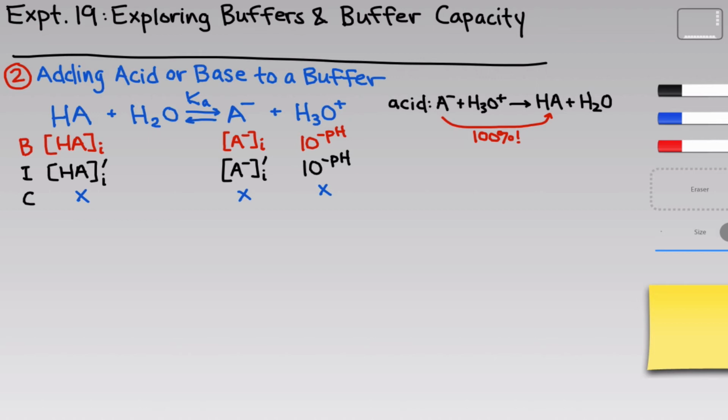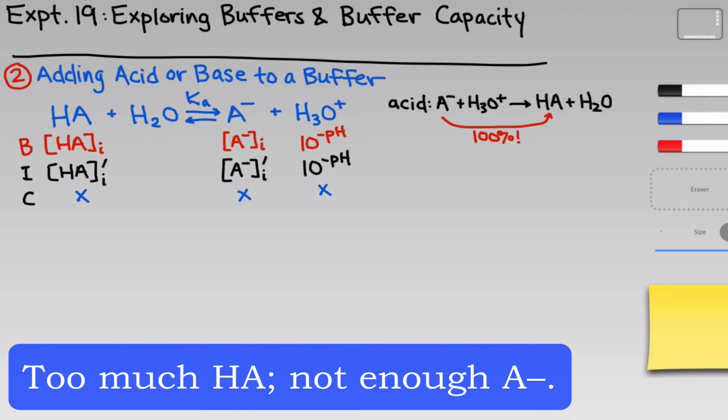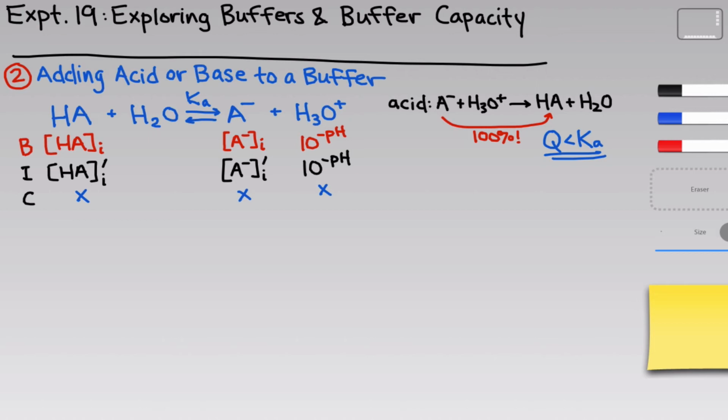The way I like to think about this is to again think about the values of HA prime and A minus prime after addition of the acid. What the acid does is it converts a product of this equilibrium into a reactant. So we've decreased a product concentration and increased a reactant concentration. This means that Q corresponding to that I line is less than the Ka value, which implies that the reaction will proceed in the forward direction and will lose HA, so there's a negative change there, and will gain A minus and H3O plus.